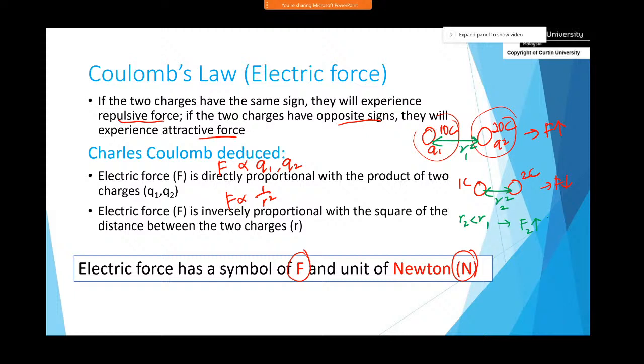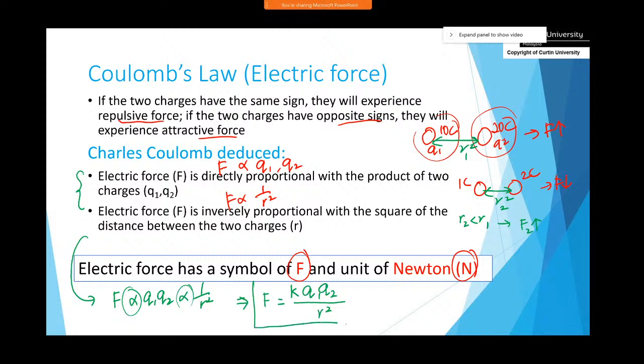Okay, so if you combine these two together, we can conclude that electric force is directly proportional to the charge and inversely proportional to the distance. If you want to put them into a formula, if you still remember, it equals Q1 times Q2 divided by R squared. To convert the directly proportional sign to an equal sign, you have to add a constant in front. Okay, so this is the formula for our electric force.